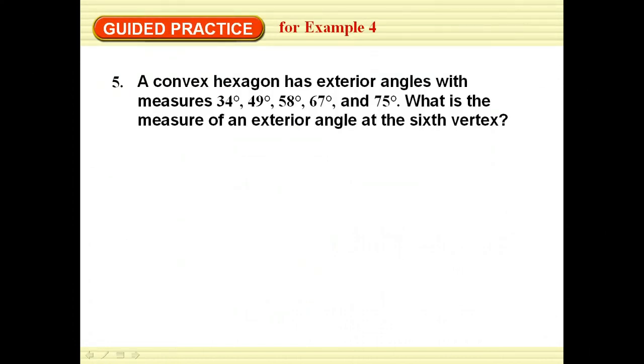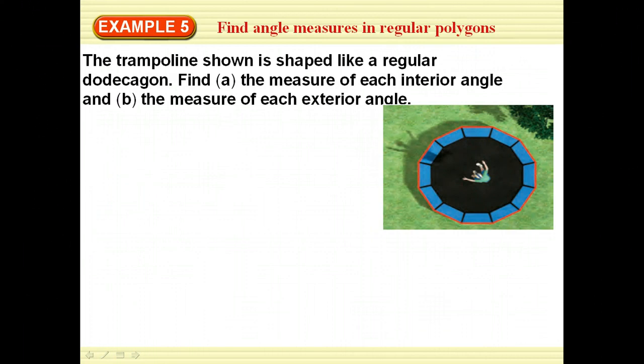So here's one for you to try. We've got 5 angles of a hexagon which has 6 sides. So simply add them together, subtract from 360.